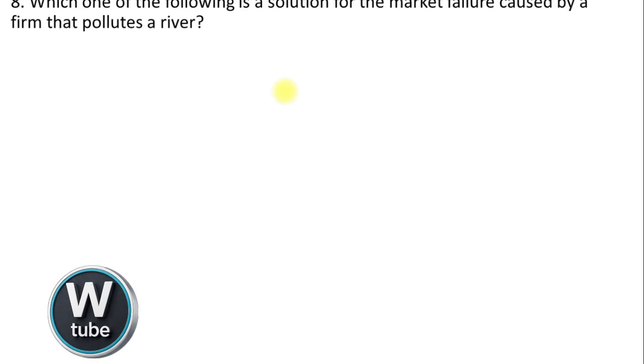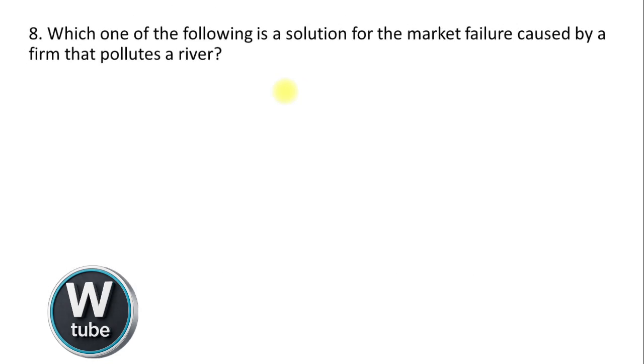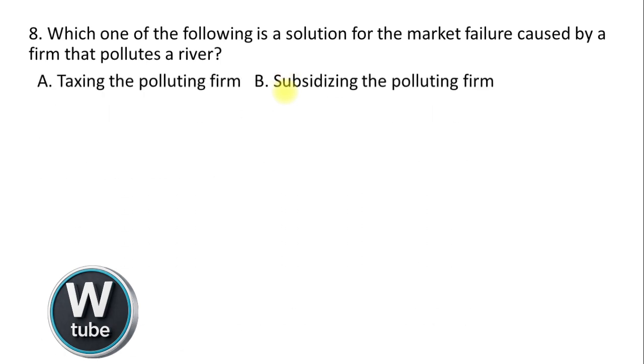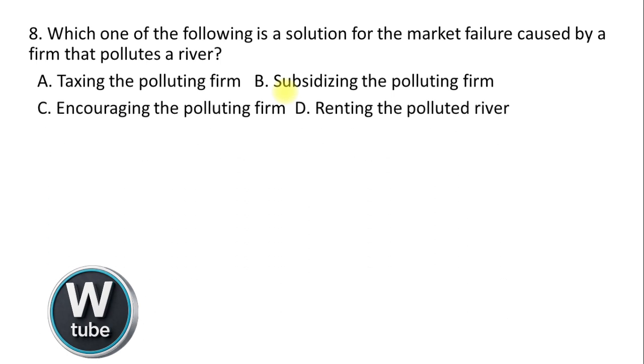Question number 8. Which one of the following is a solution for the market failure caused by firms that pollute a river? A. Taxing the polluting firm. B. Subsidizing the polluting firm. C. Encouraging the polluting firm. D. Renting the polluted river. Which one is a solution for the market failure caused by firms that pollute a river?